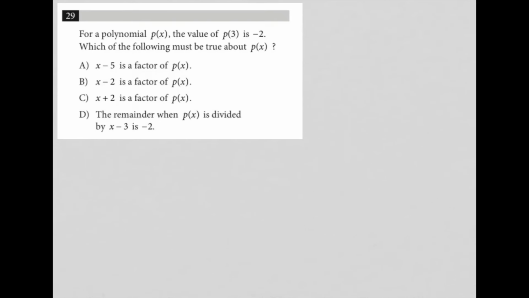So this question says, for a polynomial p of x, the value of p of 3 is -2. Just going to underline that. Which of the following must be true? That's also important. Anytime I see the words must be true on this test, that lets me know that there's probably multiple correct answers, but only one of them has to always work versus the others that may be just situational, right?